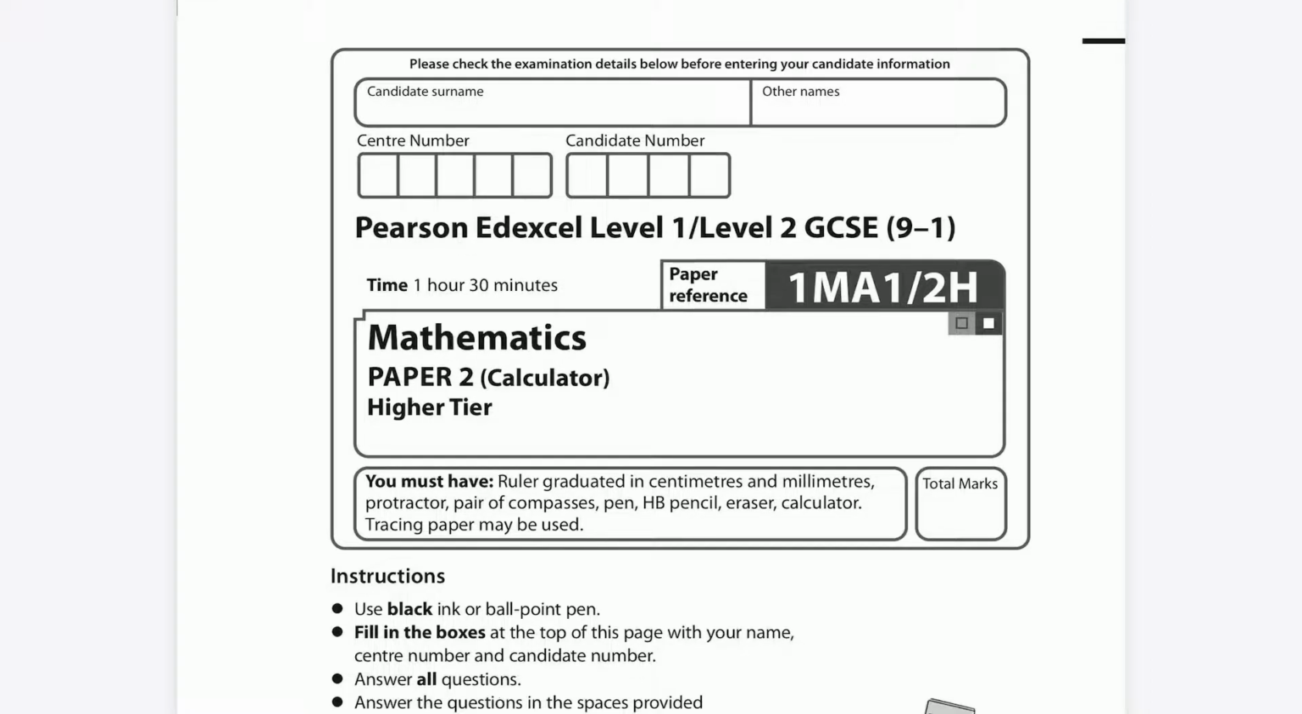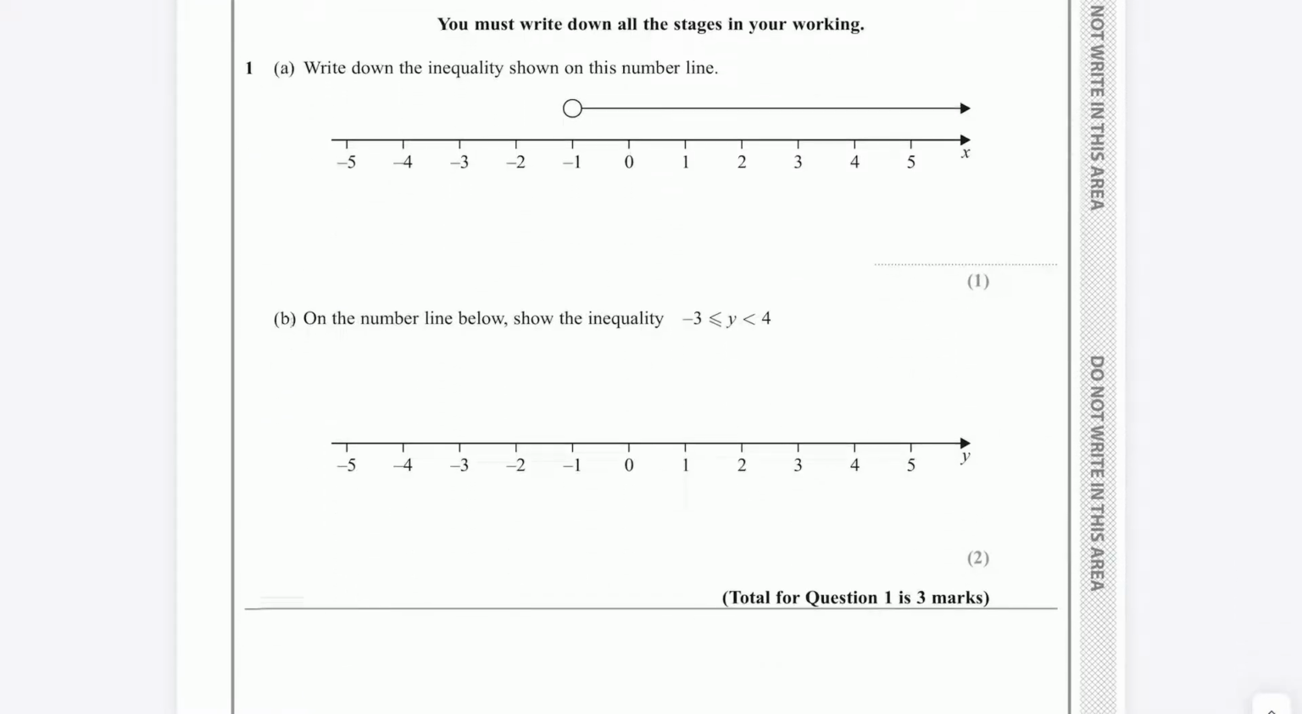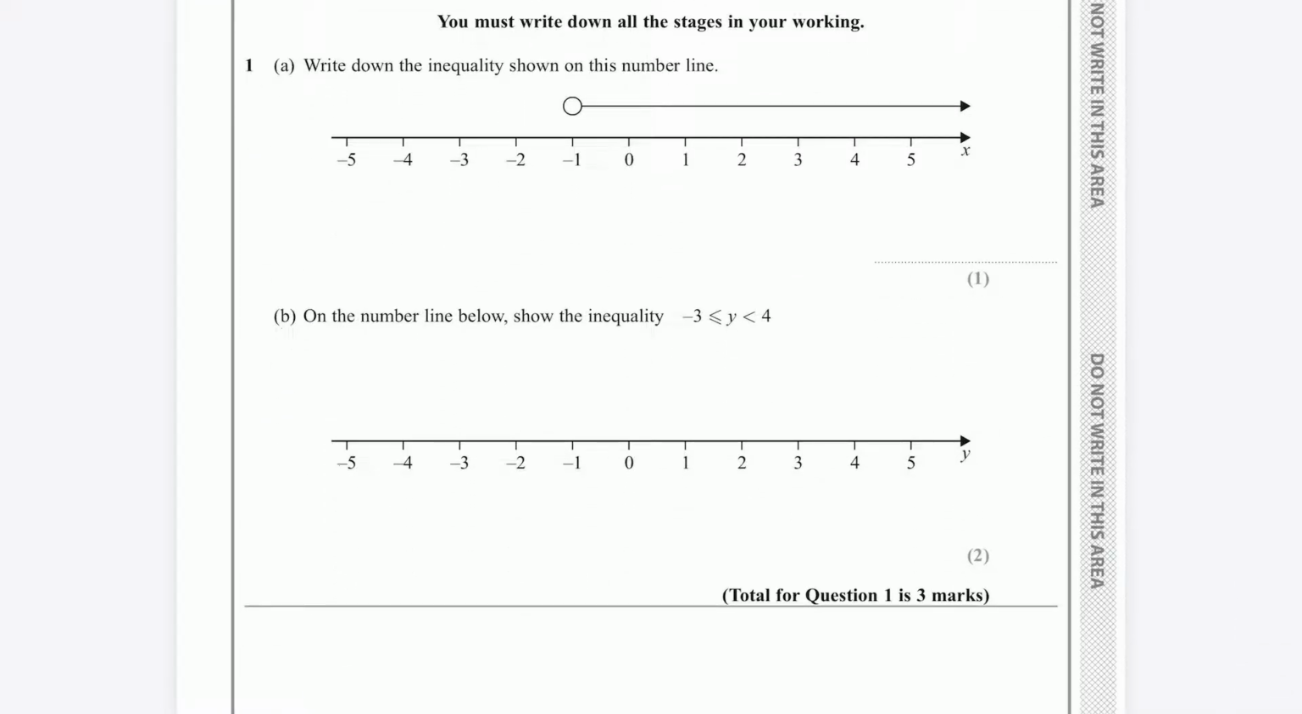So in this video, I'll be going through the November 2021 paper 2 higher. Let's make a start. The first question is asking to write down the inequality that's shown there. And since the circle is not filled in, we're going to write x, which comes from there, is greater than -1. If the circle was filled in, it would be greater than or equal to -1.